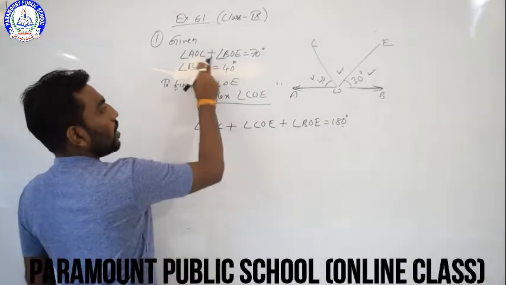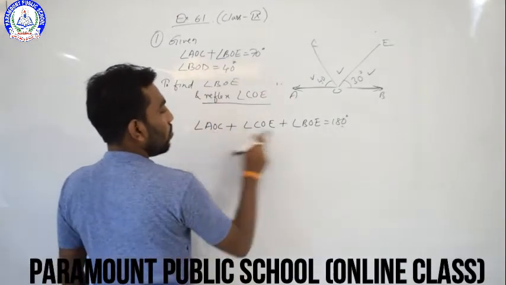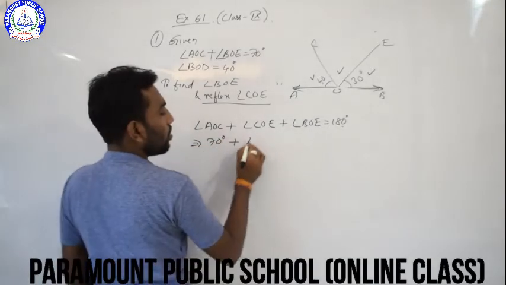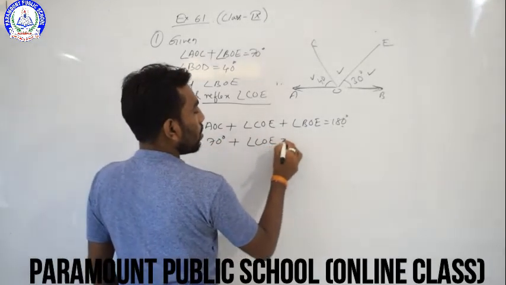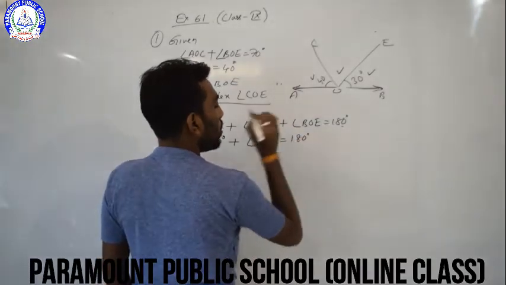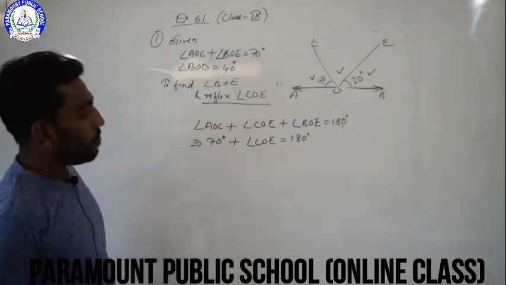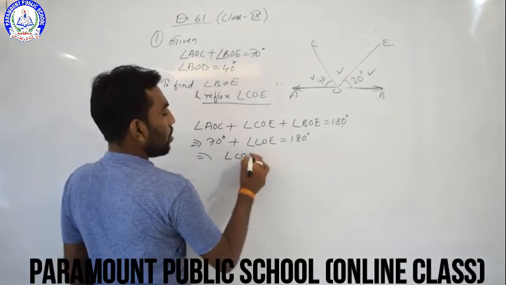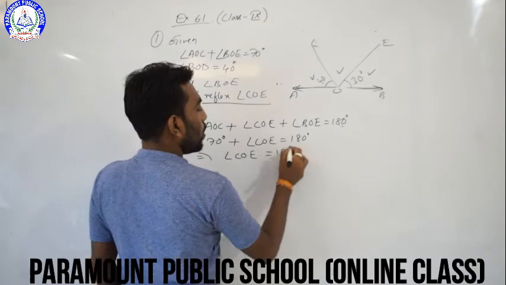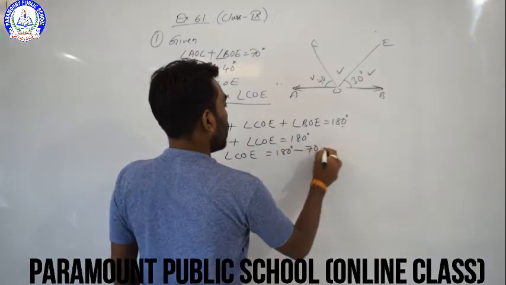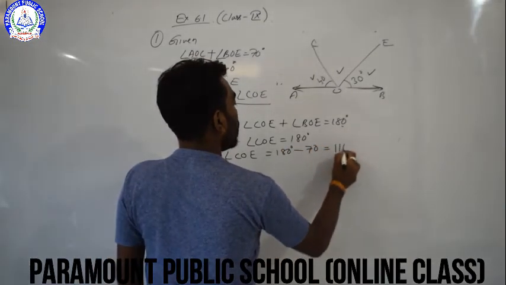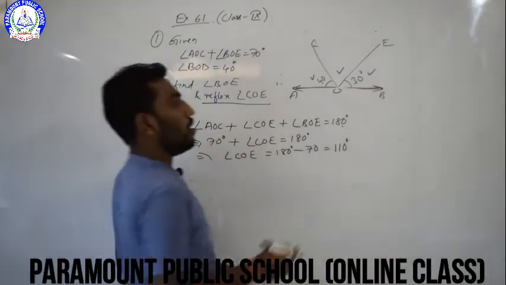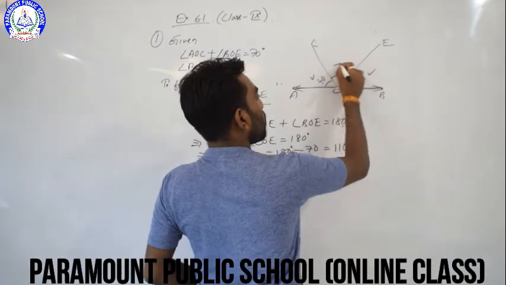But see from here, AOC plus BOE we can write as 70 degree, plus angle COE equal to 180 degree. Okay, student? Now let me shift this. So angle COE is equal to 180 degree minus 70, which is 110 degree. Now students, we have come to know that angle COE is 110 degree.